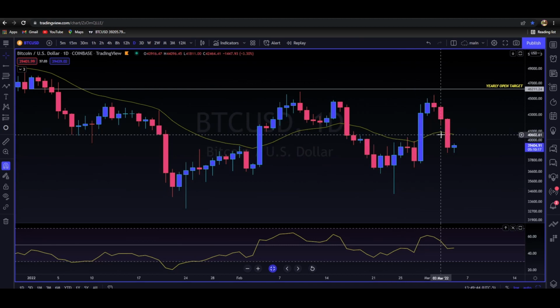Going back to the daily, here on the daily, you can see that 21 exponential moving average cuts pretty much right through the midpoint of that bearish candle. And on that move lower, you also cut right back down below the 50 on the RSI, which is the bearish control zone. Now I'm going to go over to another chart because that chart shows you the pitchfork that we've been watching.